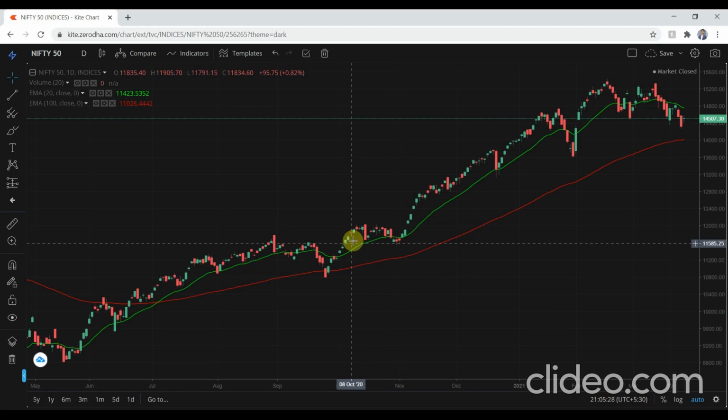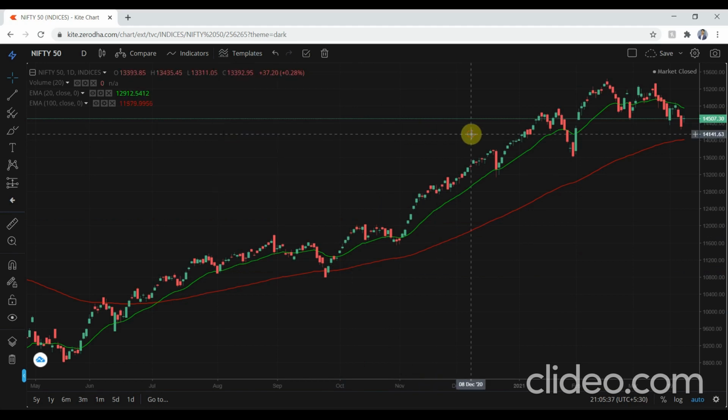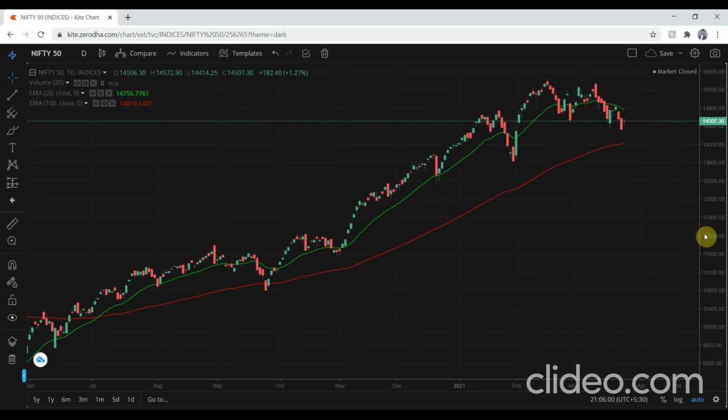Okay, so I have made the template of EMA 20 and 100 and another template of EMA 50 and 200. Now, I will be applying both the templates separately and find out the crossover opportunities. First, I will start with 20 and 100 EMA for those looking for short-term trading horizon, and then we will move forward to 50 and 200 EMA for those looking to see the longer-term time horizon for their trading.